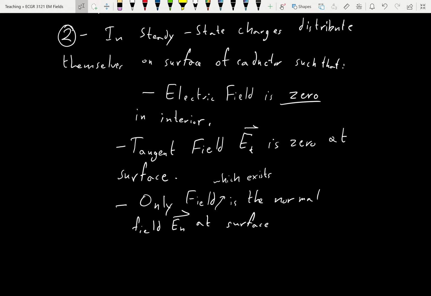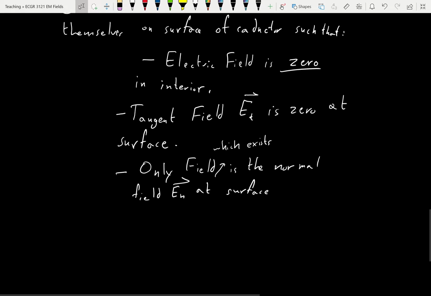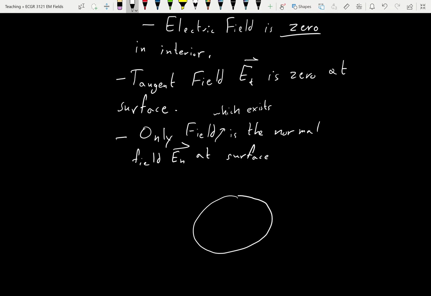The first one is that in steady state, meaning after all the free charges have moved and stopped at the surface, those three things will happen. The electric field will be 0 in the interior. Why is that true, by the way? We said we had a conductor. We either introduce charges within the conductor and they move to the surface, or we have an external field that gave us some induced charge distributions.